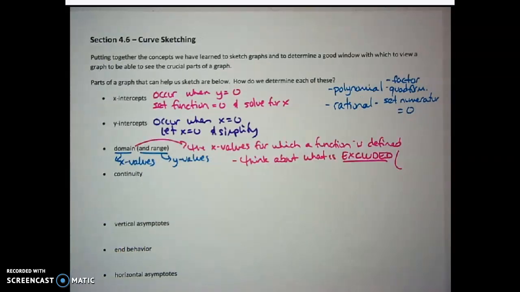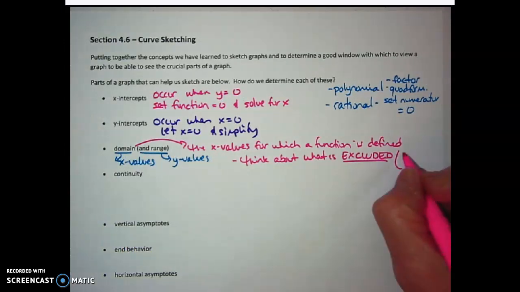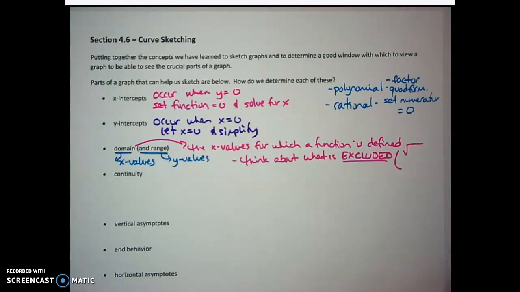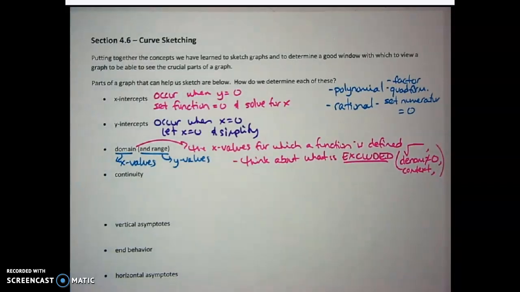So what are some things that might have exclusions? Well, if you're dealing with a square root, you can't take the square root of a negative number, so that's going to limit your domain. If you have a rational expression, you can't have your denominator equal to 0. That would be another way that values could be excluded. And sometimes you just need to think about the context of a word problem. So just in context, are there any values that couldn't be included? So that's just some examples of how you might determine what the domain and range are.